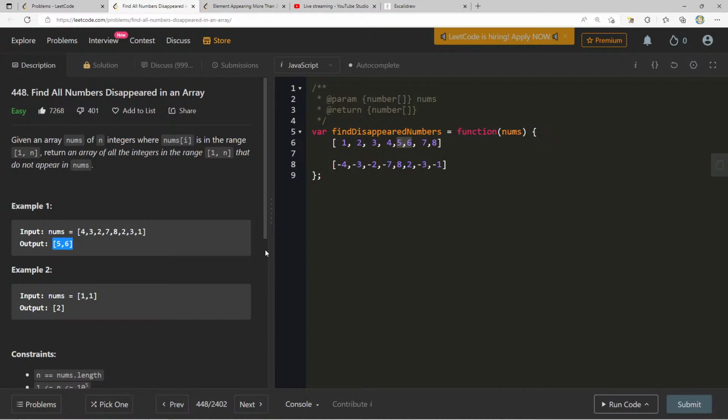So it's a two-step process. First thing we're going to do, we're going to mark all the positions that we know we have with a negative number. Then we're going to go back and loop through this modified array, and at any index that we have a positive number, that means we never got to it. So assuming we have this sorted array here, we'll just add 1 to the current index we're at, 5 and 6, and that'll give us the output, 5 and 6.